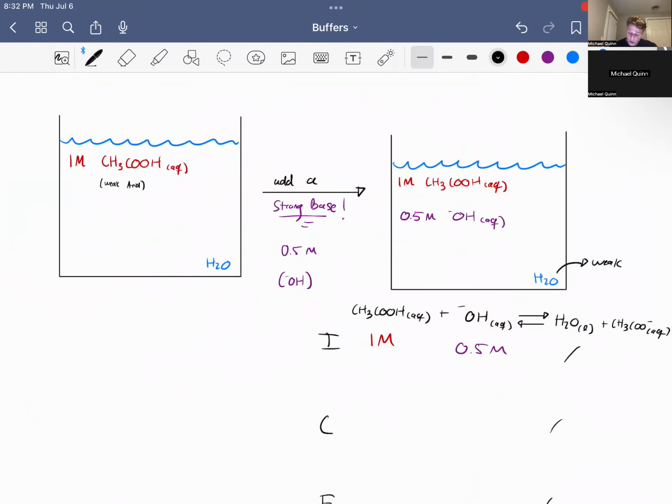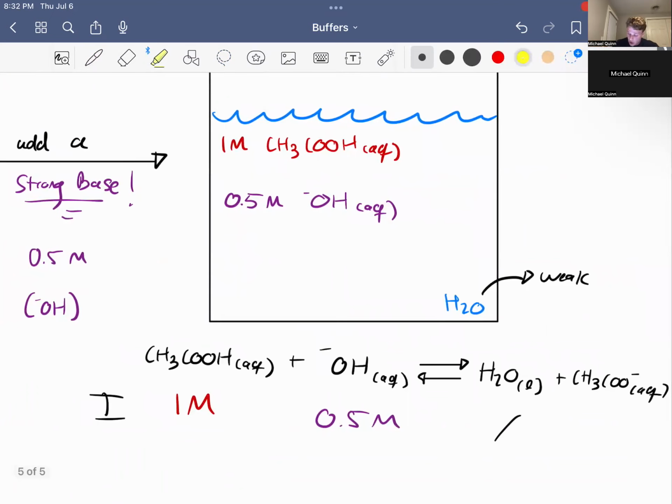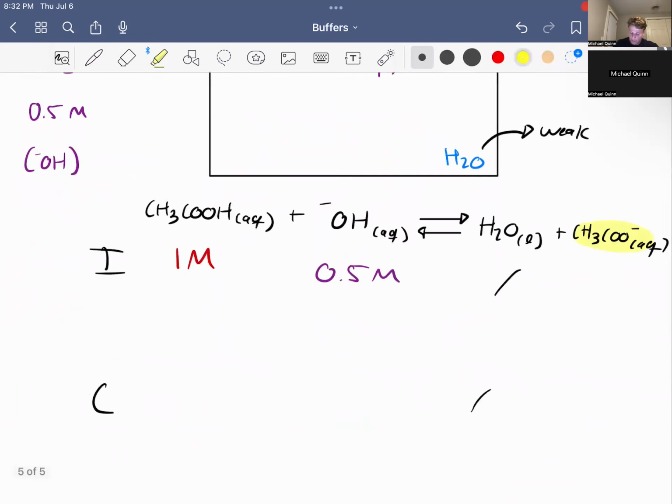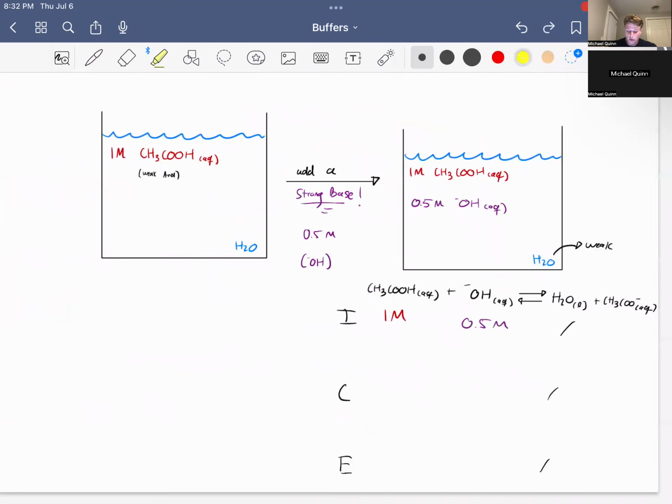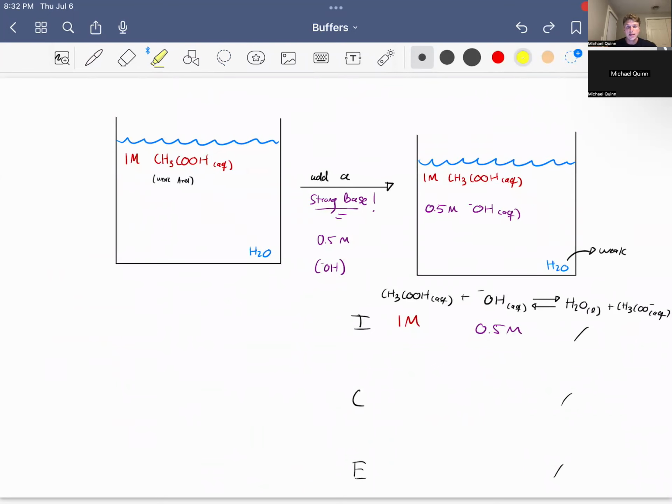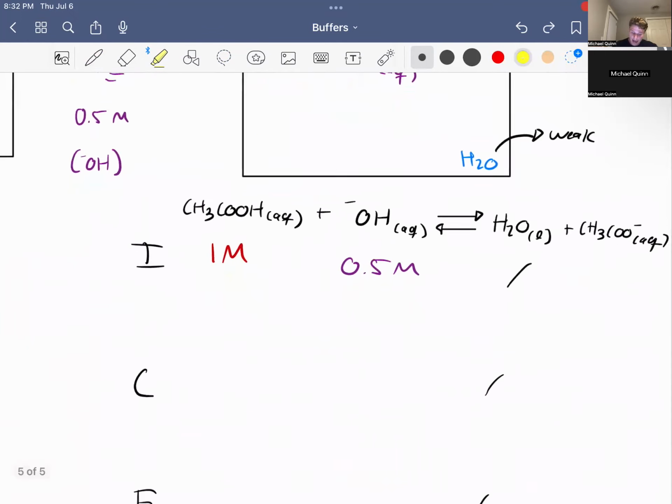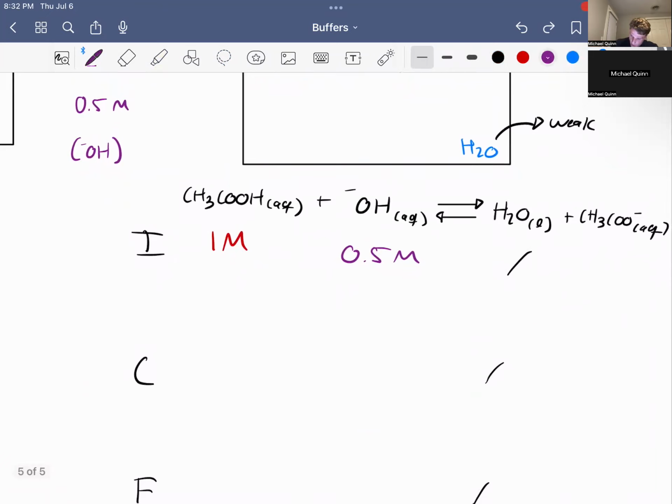Now, it is important to note, in our ice table, we can now see some conjugate base forming, which is really good because we are trying to create a buffer, which means we need a weak acid or base and its conjugate. So as you're doing a titration problem, you should be forming the conjugate to whatever you had at the beginning of the reaction. So we can say at the beginning there was 0 molar.